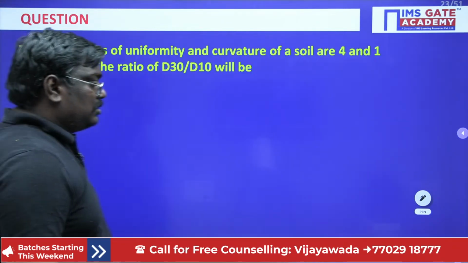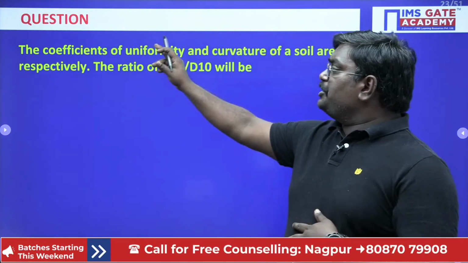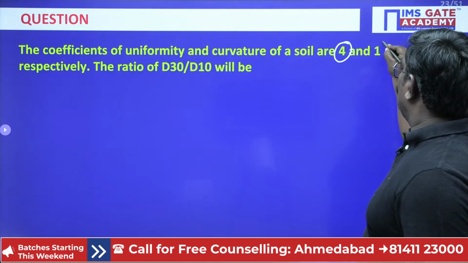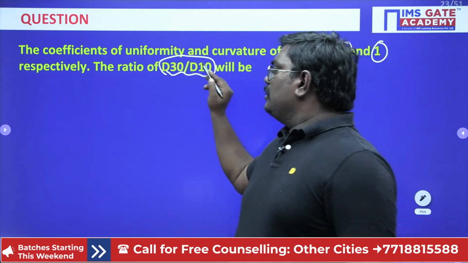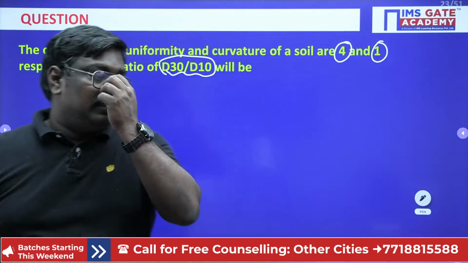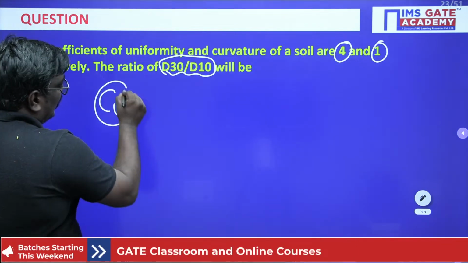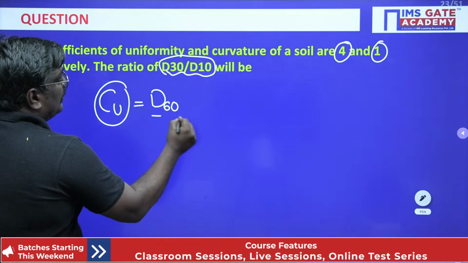Now see students, we are talking about a soil where the coefficient of uniformity and curvature are 4 and 1 respectively. The ratio of D30 upon D10. They have given you clearly, see students, the coefficient of uniformity. So here coefficient of uniformity is defined as D60 upon D10.